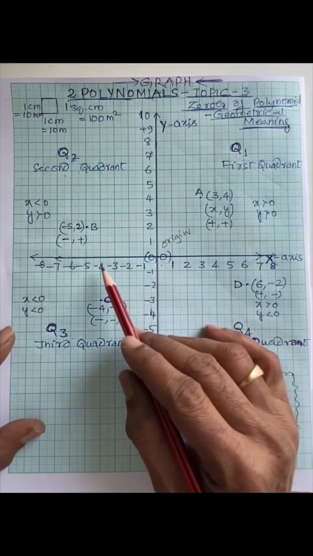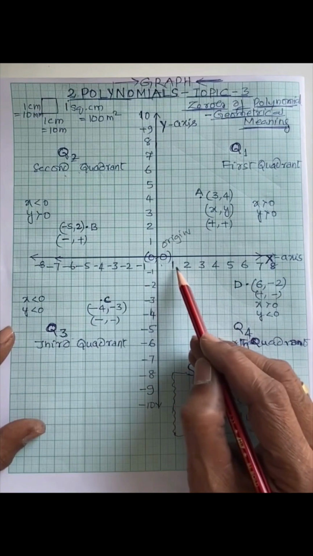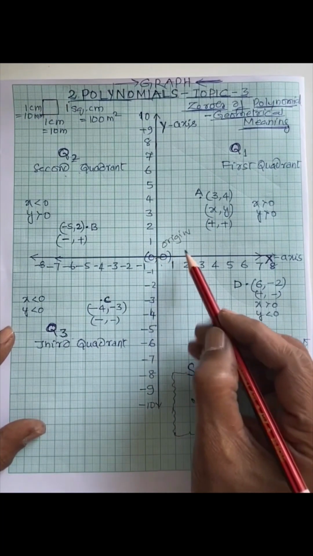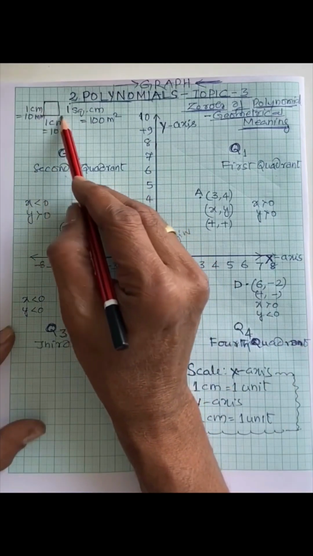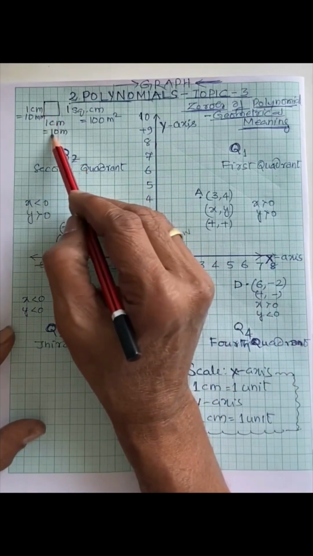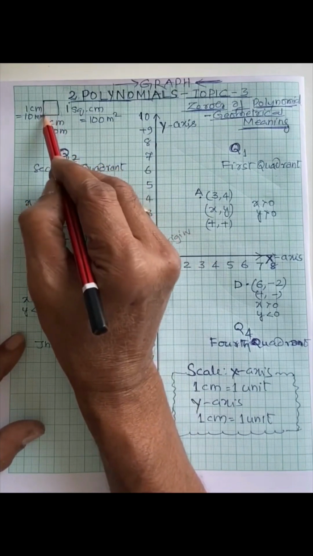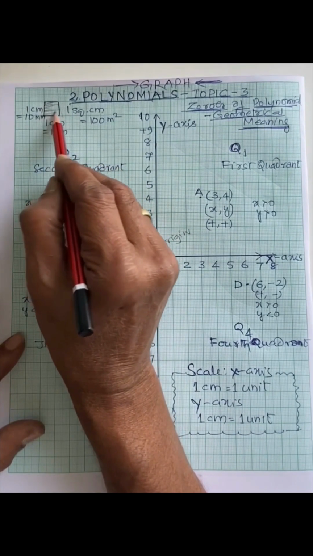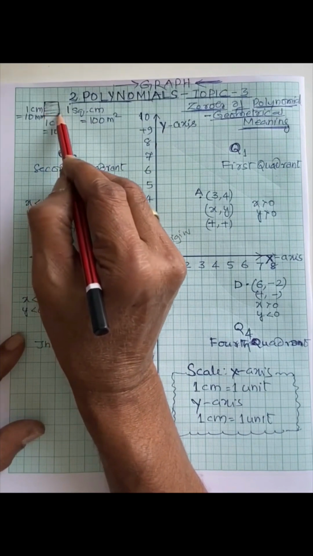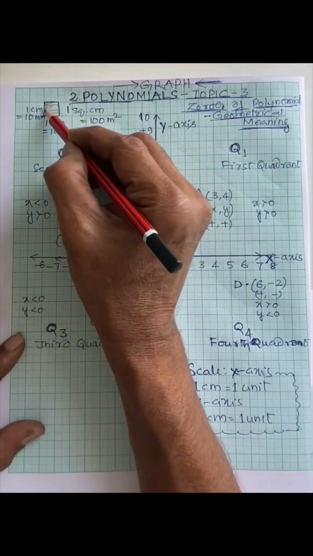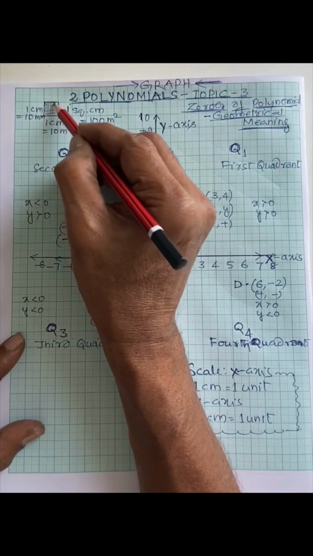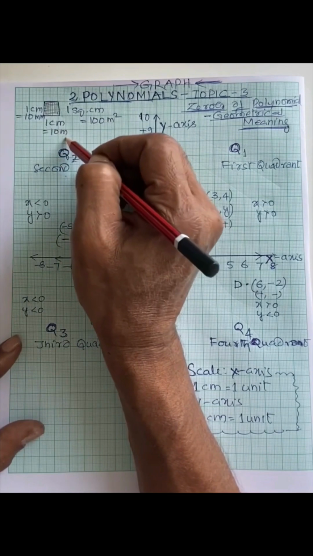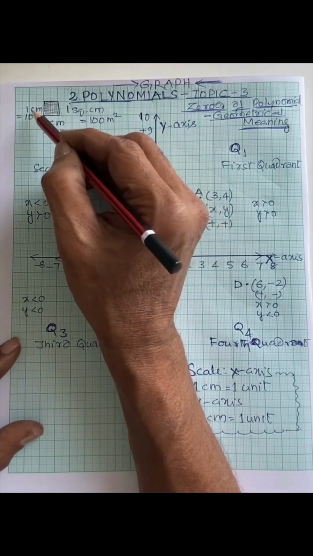You see on x-axis, this is 1 centimeter, 1 centimeter, 1 centimeter. Here you see this is 1 square centimeter. This 1 centimeter is divided into 10 parts. Each part is 1 millimeter. And this is also divided into 10 parts. Each part is 1 millimeter. 1 centimeter, 10 millimeters.